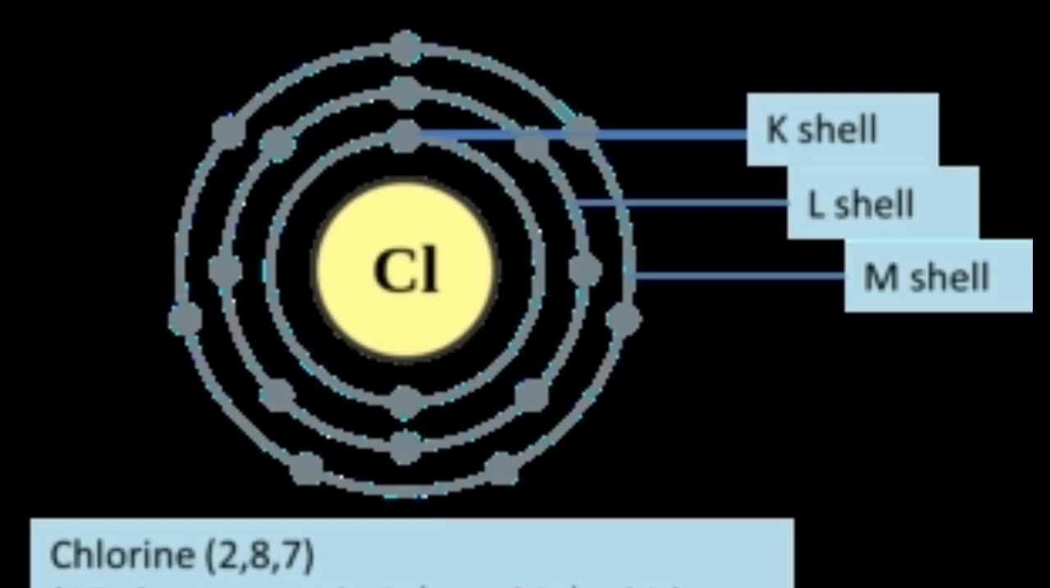In the chlorine atom, there are 17 electrons. Let's see its schematic. Okay, 2 electrons in the K shell, 8 electrons in the L shell and the remaining 7 electrons in the M shell. Okay. While drawing the diagram of an electronic configuration, always remember to write down the electronic configuration below the diagram.